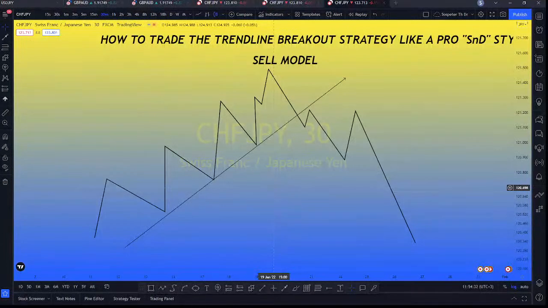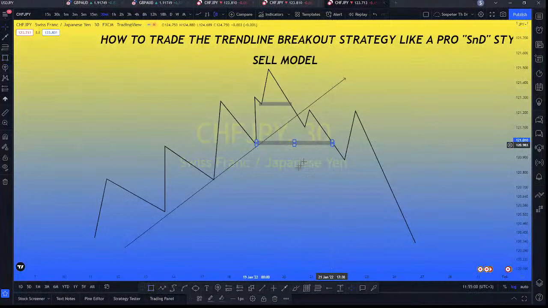Your first step is to locate the two demand zones before the change of character. Where did the market first change character? Your market first changed character here, or the break of structure, or the shift, whatever you call it. So you identify the two demand zones before the change of character.